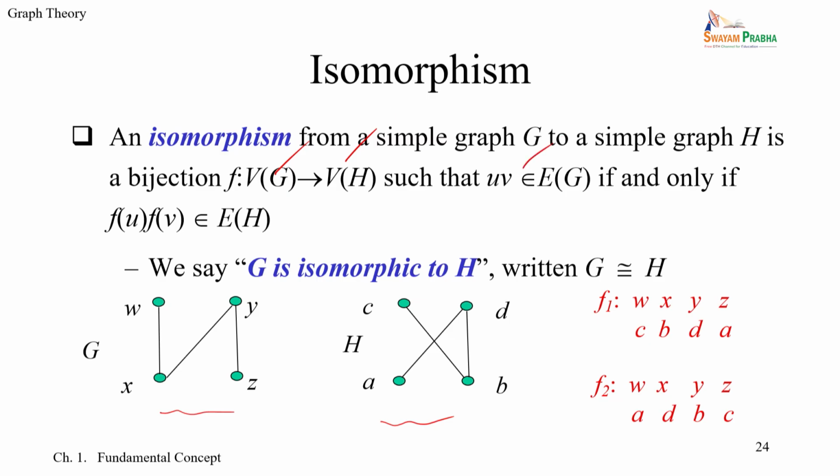So, W, X, Y, Z is one graph, and here also C, A, D, B. Now, the mapping for the first one: W, X, Y, Z corresponds as follows. W is mapped to C, X is mapped to B, Y is mapped to D, Z is mapped to A. And similarly, for the second, W, X, Y, Z map to A for W, X to D, Y to B and Z to C.